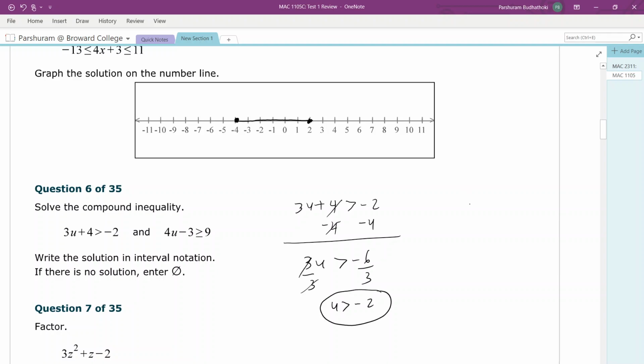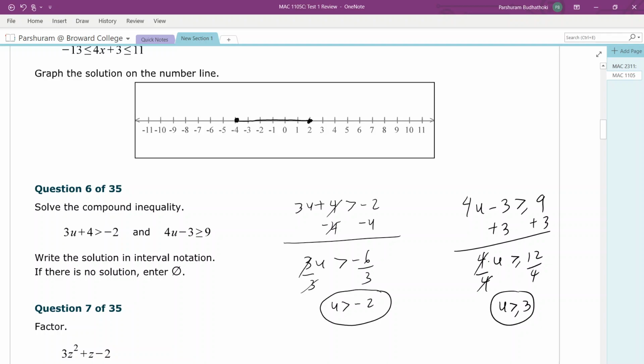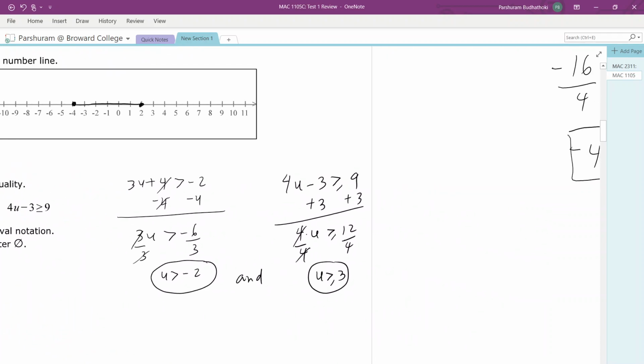The second one is 4u minus 3 is greater than or equal to 9. We need to solve this one as well. So 4u is greater than or equal to 12. If we divide by 4, u is greater than or equal to 3. Because there is an and between both of them, we are trying to find the union of u is greater than negative 2 and u is greater than or equal to 3. So it should be everything.